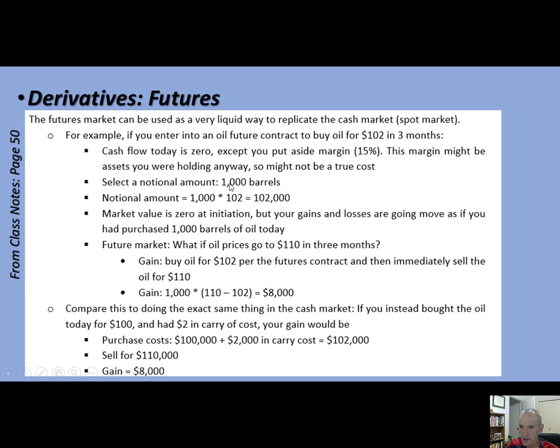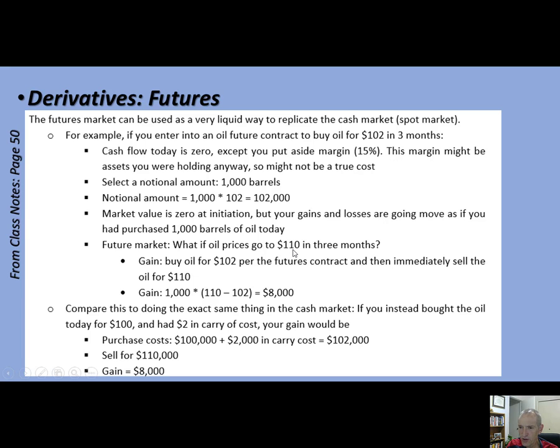So you select the notional amount you need. Maybe you need 1,000 barrels in 3 months. Your notional amount there is going to be your 1,000 barrels times the price. So the notional is 102, and that's going to essentially define your gain and loss. The market value is at zero at initiation. Even though you're putting aside the margin, that's not your market value. Your market value is zero when you execute this.